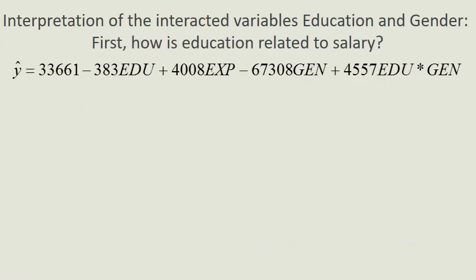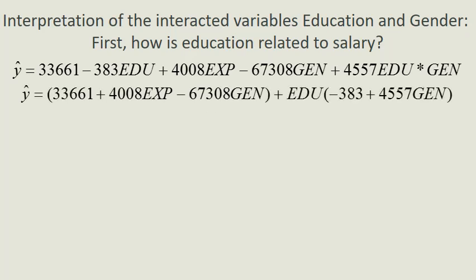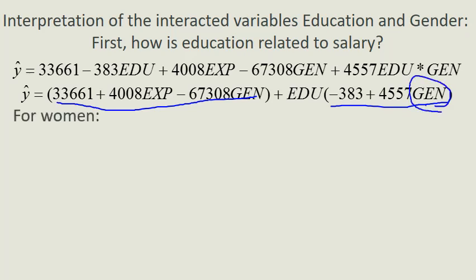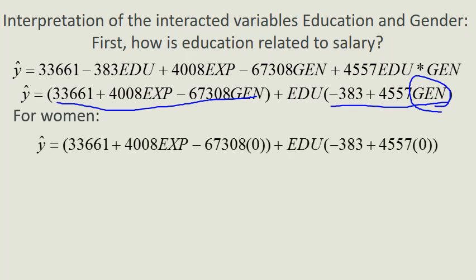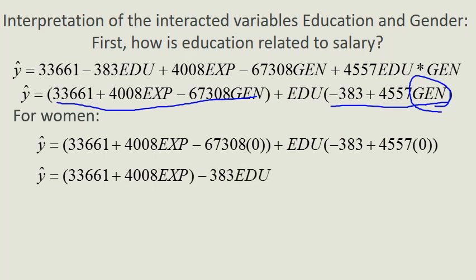Let's begin analyzing the interaction by focusing on how education relates to salary. And here is the best fit equation from the computer output. Let's begin by putting every term without education out in front as the intercept, and then factor education out of the rest. Since education interacts with gender, its relationship with salary depends on the value of gender. Let's start with women. Their value for the indicator variable is 0. And the equation simplifies to this.